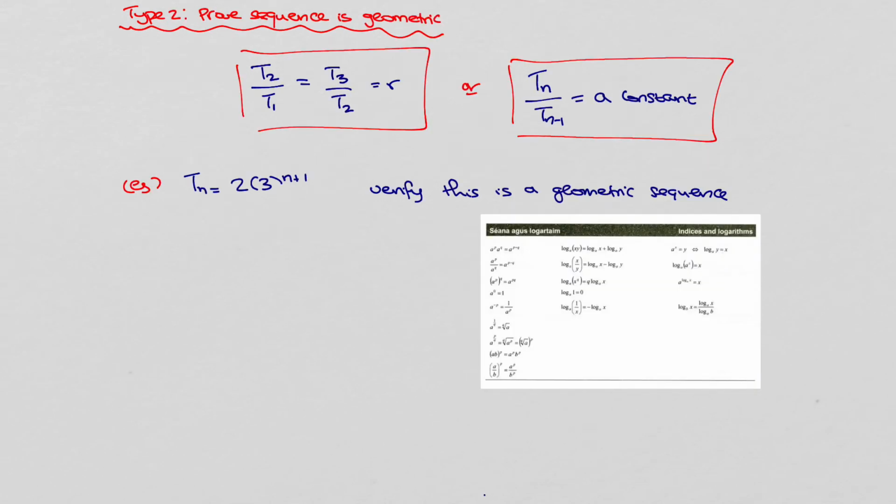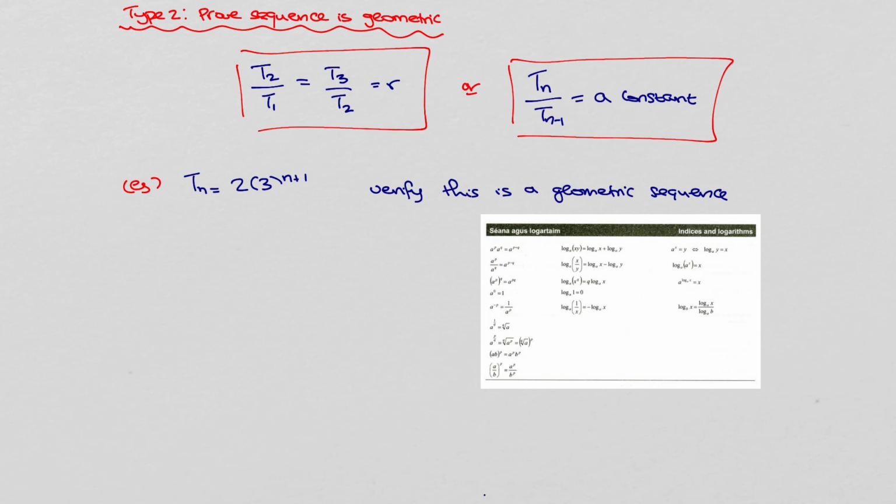But type 2 is where we want to prove our sequence is geometric. So if we want to prove a sequence is geometric, then we have to show that there is a common ratio. In other words, that common ratio is constant. So in other words, I can take any term and divide by the previous term.